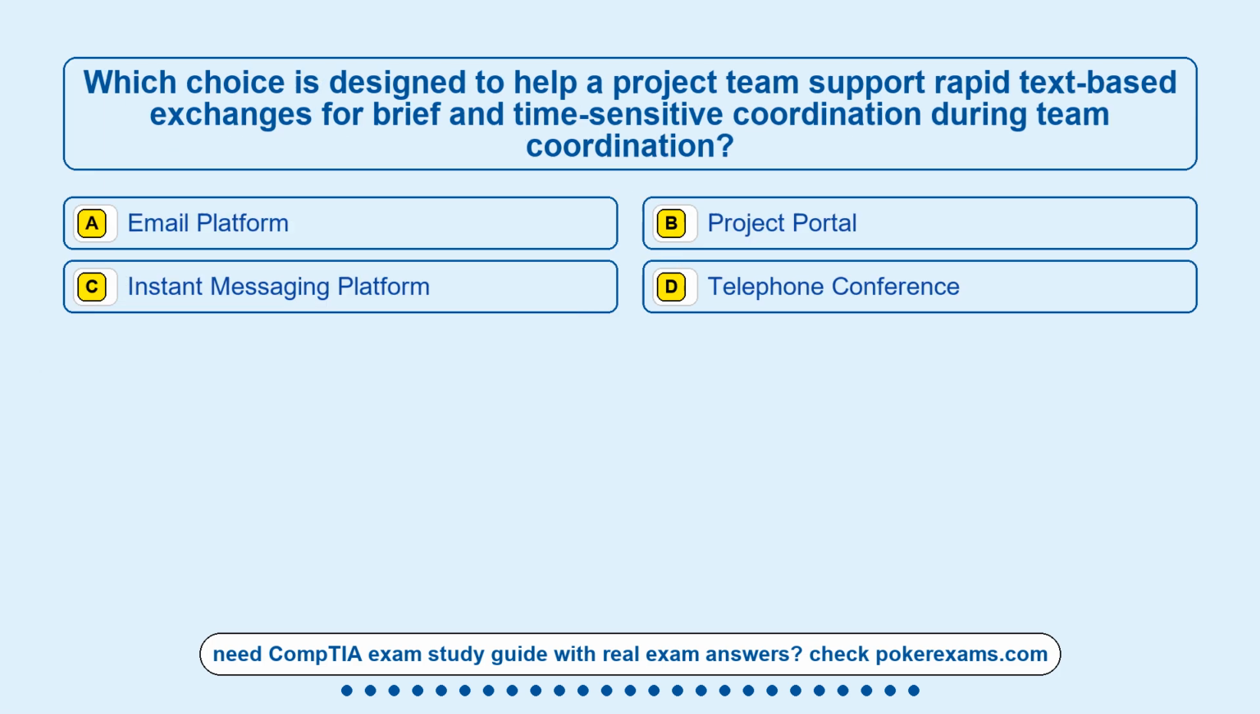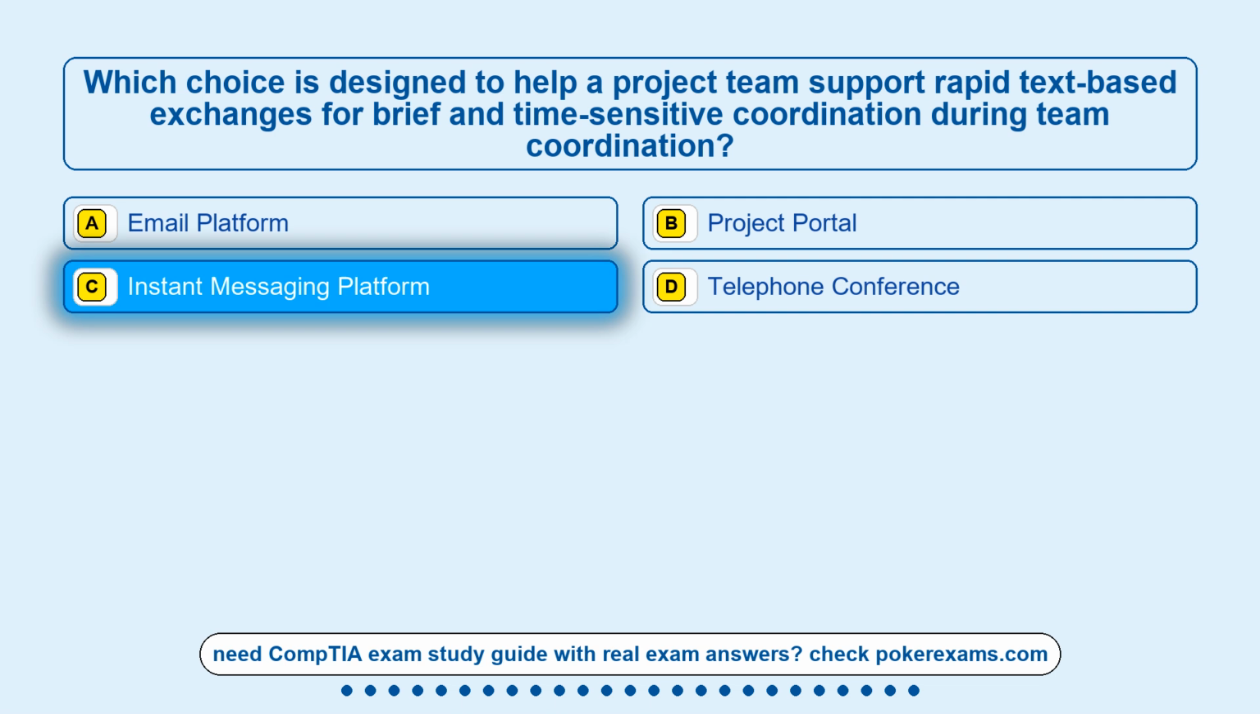Question 18. Which choice is designed to help a project team support rapid text-based exchanges for brief and time-sensitive coordination during team coordination? Option A, email platform. Option B, project portal. Option C, instant messaging platform. Option D, telephone conference. The correct answer is option C, instant messaging platform.